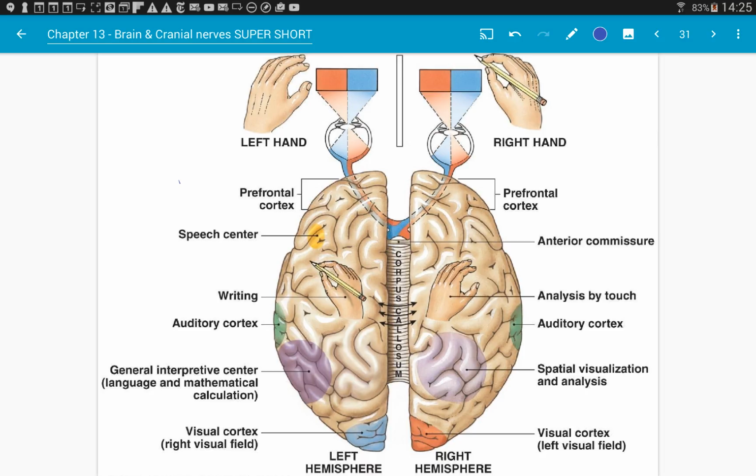So first of all, speech center, not present on the right side. So this is the left, this is the right. So this is unique. Speech center, Broca's area, just a reminder. It's your speech center. The next one that is different.